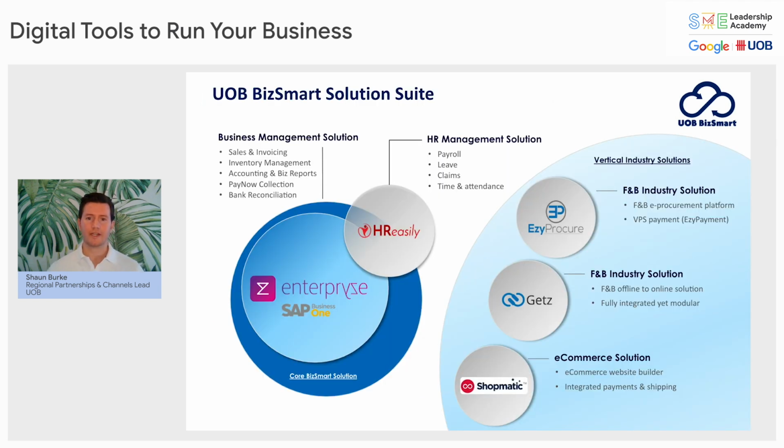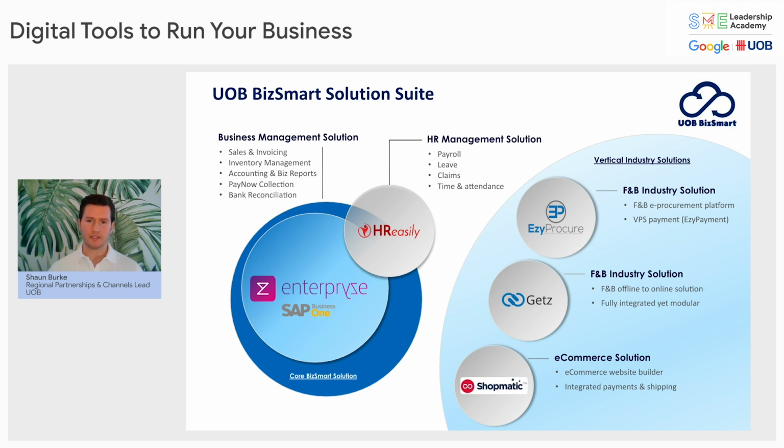So what solutions are actually in the suite? First up at the core, we have Enterprise, which is powered by SAP B1. This is a front-end interface for small businesses to use and get the power of the B1 database and workflow without having to buy SAP B1 off the shelf. This is in collaboration with the UOB partnership with SAP that we've created.